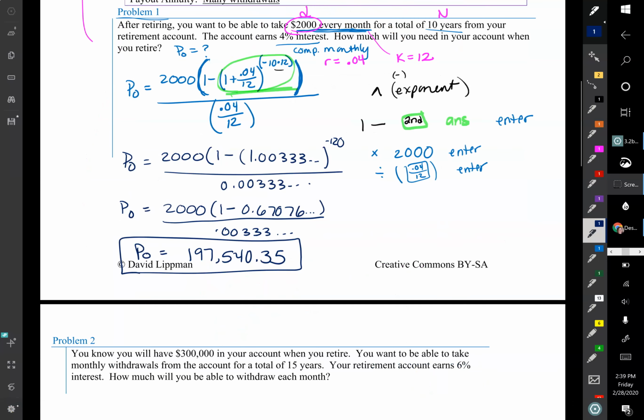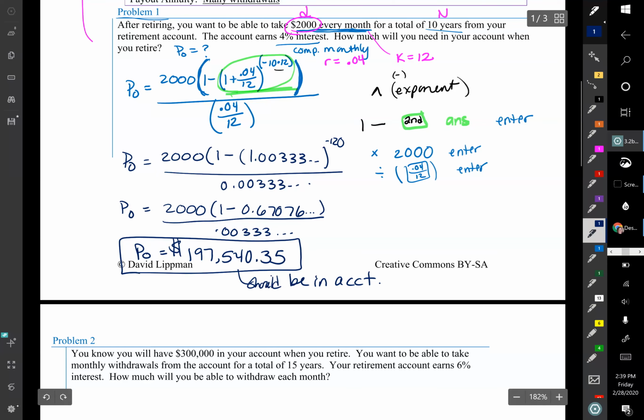So what you end up with is P sub 0 equals $197,540.35. That's what will be in the account. Make sure you put your units, dollar symbol, and then add some context in a brief sentence or phrase. Or should be in the account, right? In order for you to take that out. That's what needs to be there.